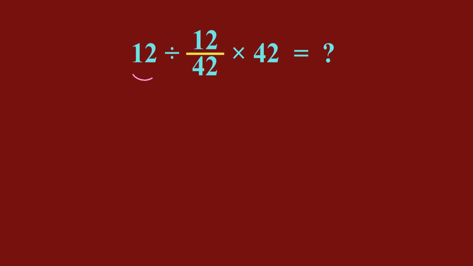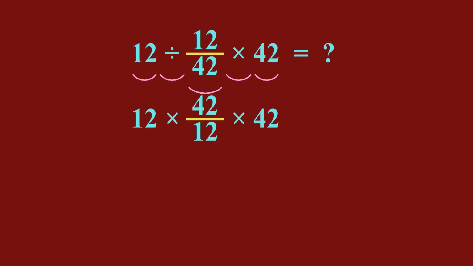12 divided by 12 over 42. To do this division, write down the 12, then change division to multiplication and flip this fraction to 42 over 12. And here again we have times 42. Now we have this new problem. First we do this multiplication. We can easily cancel this 12 and this 12, which gives 42.